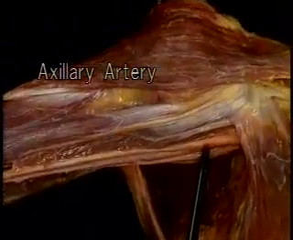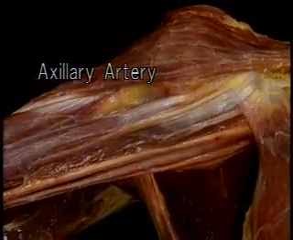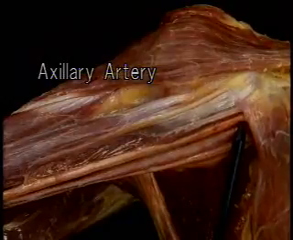Now, let's look at the artery and the principal nerves of the arm. From here on, the veins which run parallel to the arteries have been removed to simplify the picture. Here's the main artery, the axillary artery. It emerges from beneath pectoralis minor, surrounded by major nerves.